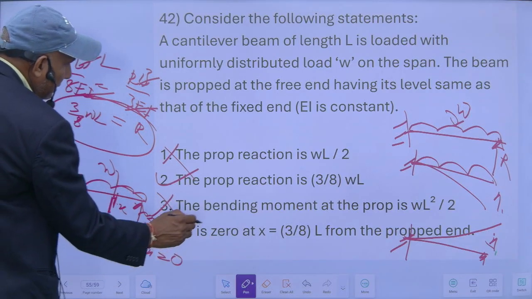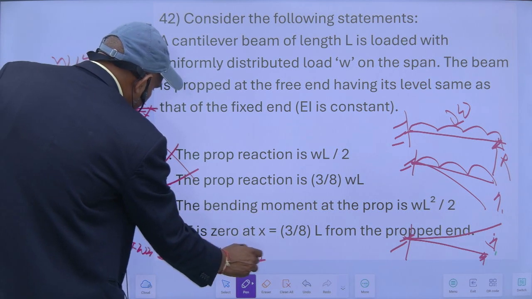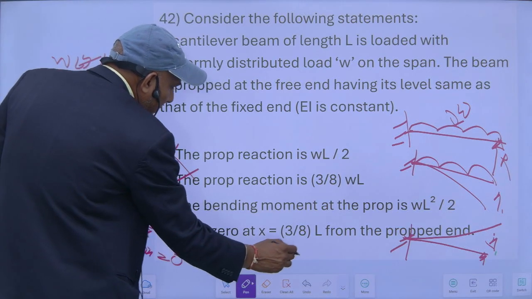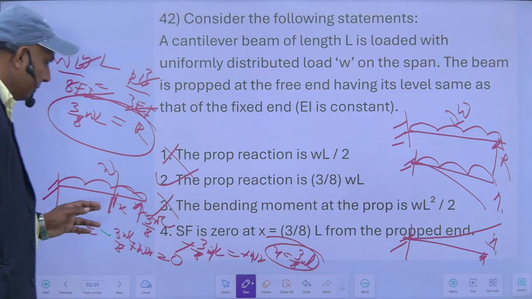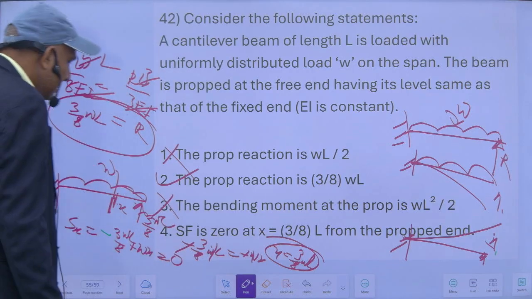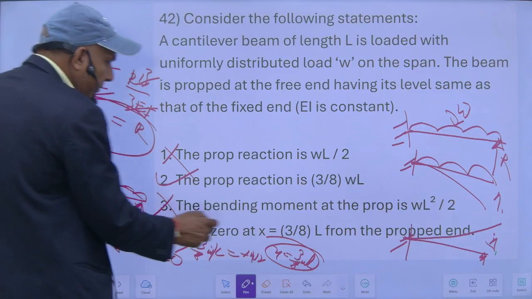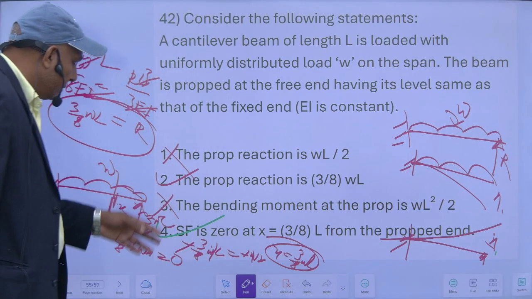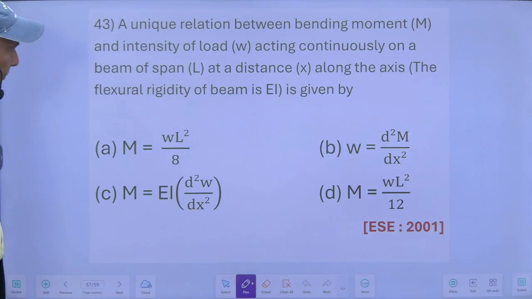It means 3 by 8 WL is equal to minus WX, minus minus cancel, W W cancel. So X is equal to 3 by 8 L. It means at X equal to 3 by 8 of L, my shear force will be 0. So this statement is also true. So 2 and 4 are true, meaning this one. So this is the right option.